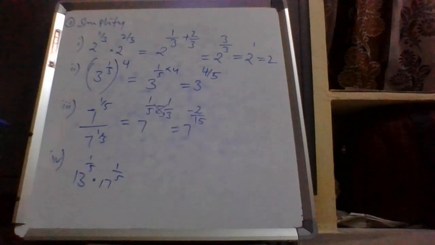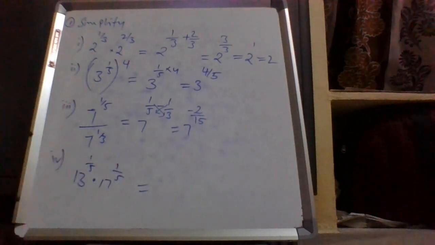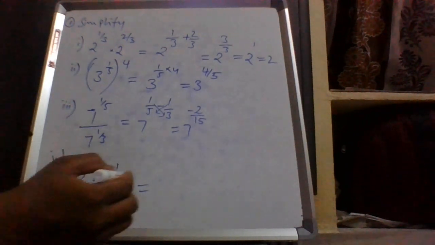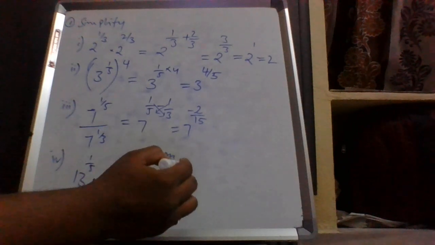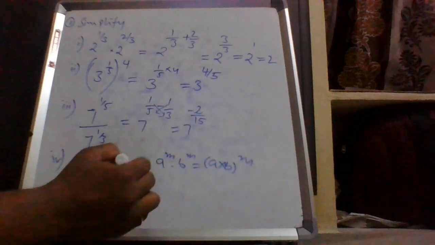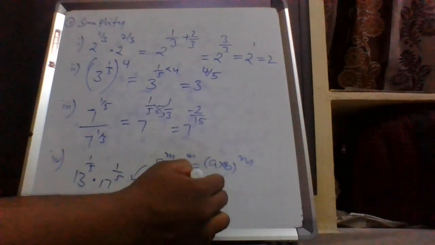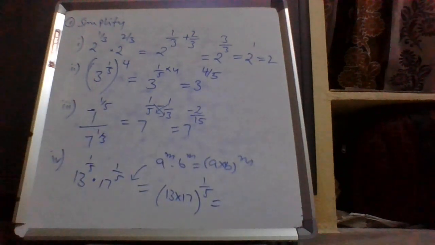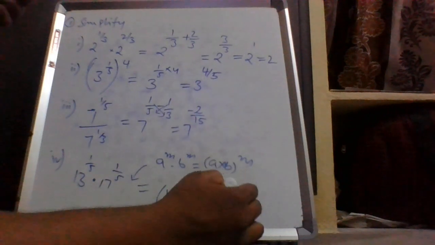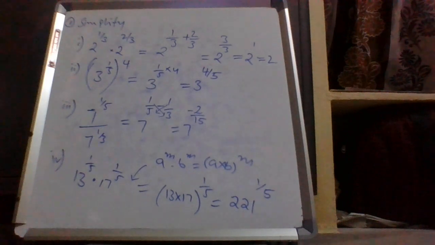And that much one. Coming to this one, the bases are different but the exponents are the same. The formula is a power m into b power m, which gives a into b whole power m. This formula we are going to apply here. So a into b means 13 into 17 whole power 1 by 5, which gives 221 whole power 1 by 5. 13 into 17 is 221.